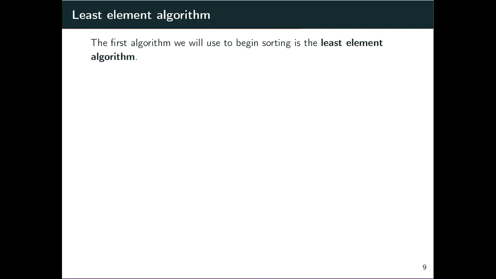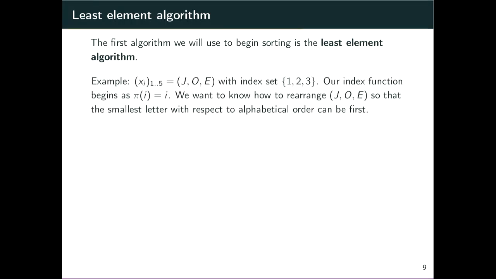Okay, so the first step, we're going to do the selection sort algorithm, but before that we need to at least be able to work out what the least element in the sequence is going to be. So I'm going to introduce the least element algorithm with an example, then we'll go through the pseudocode and we'll apply the pseudocode to another example. This isn't a sorting algorithm, it's just working out what the least element of the sequence is and then reordering it in some way, or at least reordering the index.